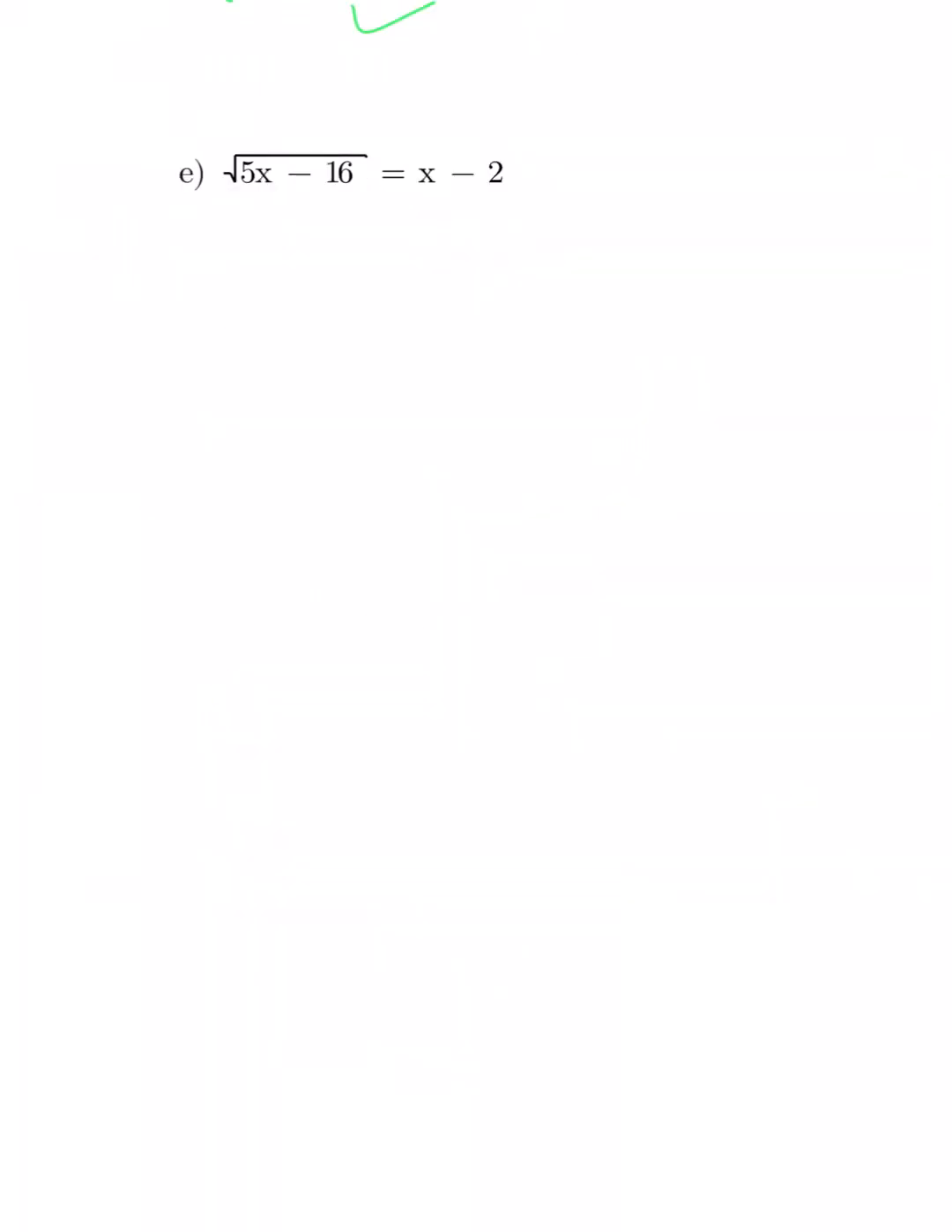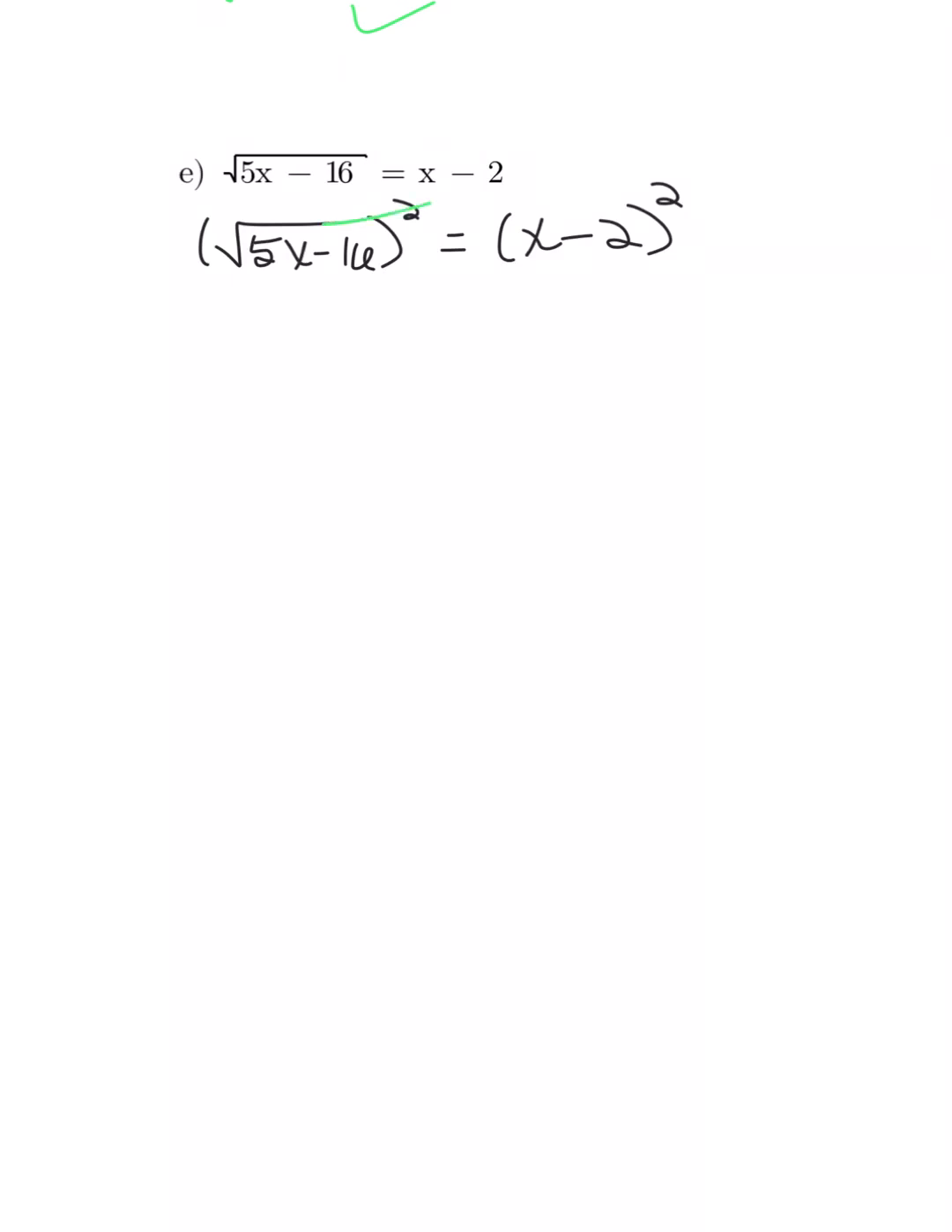For the square root of 5x minus 16 equals the quantity x minus 2, our square root is already isolated on the left. We can go straight to squaring both sides. Squaring the radical on the left is nothing new. What's different on the right is that we are squaring the quantity x minus 2, which is going to require that we use FOIL.